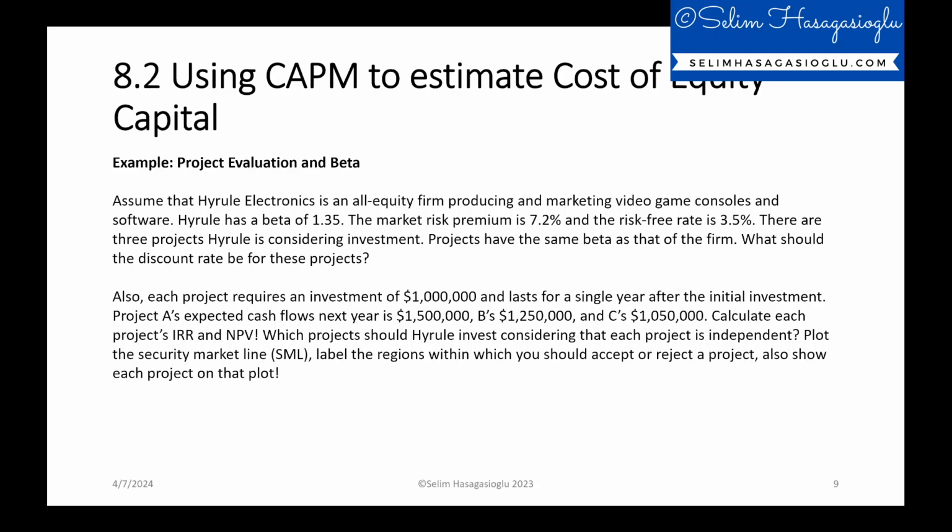Projects have the same beta as that of the firm. What should the discount rate be for these projects? Also, each project requires an investment of $1 million and lasts for a single year after the initial investment of this $1 million. Project A's expected cash flow next year is $1.5 million, B's $1.25 million, and C's $1.05 million. Calculate each project's IRR, internal rate of return, and NPV, net present value. And which project should Hyrule invest in, considering that each project is independent?